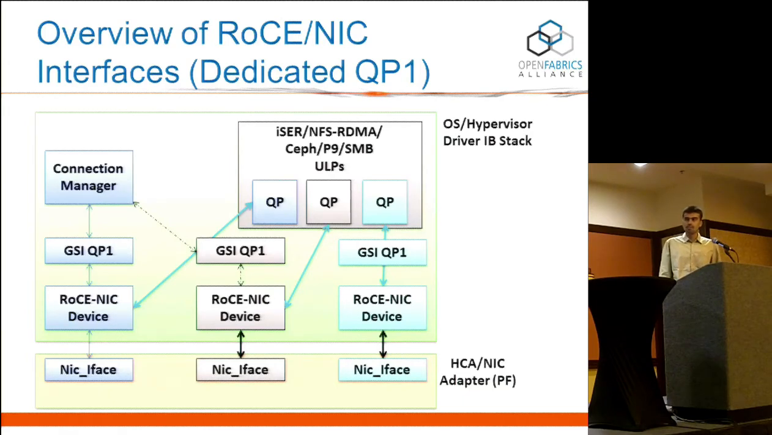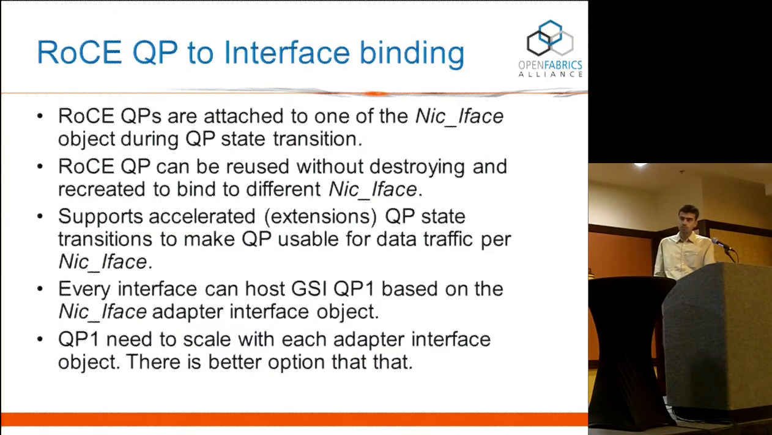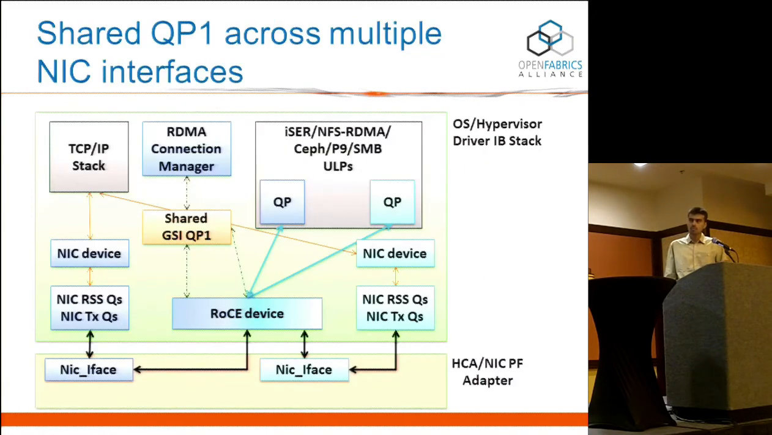This poses a need to scale how many GSI Q pairs we can have in an adapter. We look for a better solution where we can have one GSI Q pair shared among multiple of those devices as we move on. So that's the second mode, in which we would like to have one GSI Q pair shared among multiple RoCE devices.